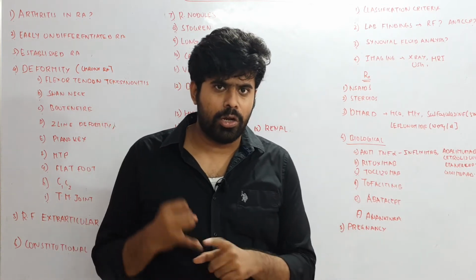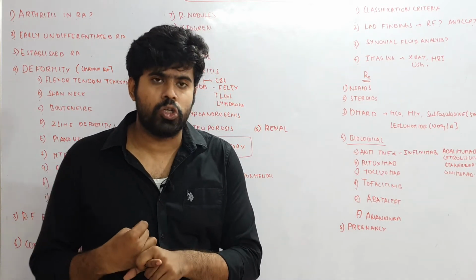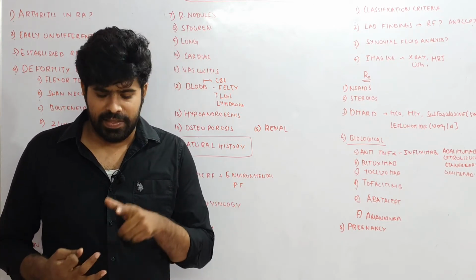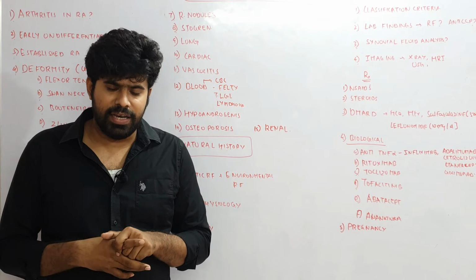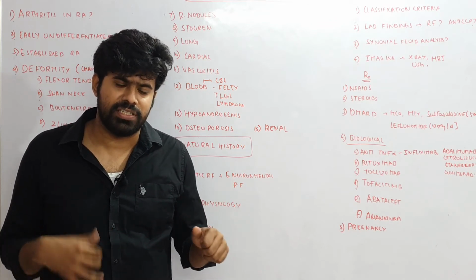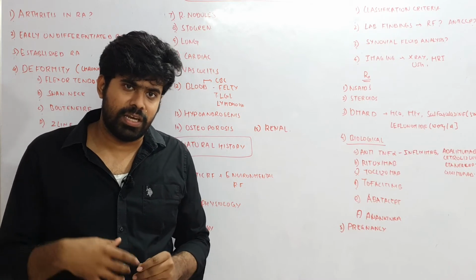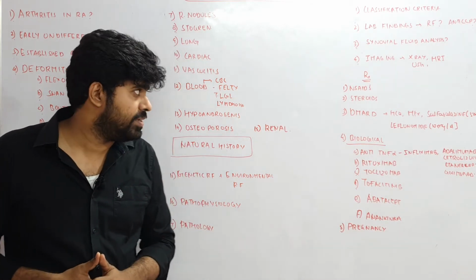X-ray can show periarticular osteoporosis. That is the most common finding on X-ray. The other finding will be soft tissue swelling. Then there will be joint space narrowing, and there will be evidence of bony destruction or focal bony erosions. This can be present. In advanced stages, joint subluxation can also be seen.